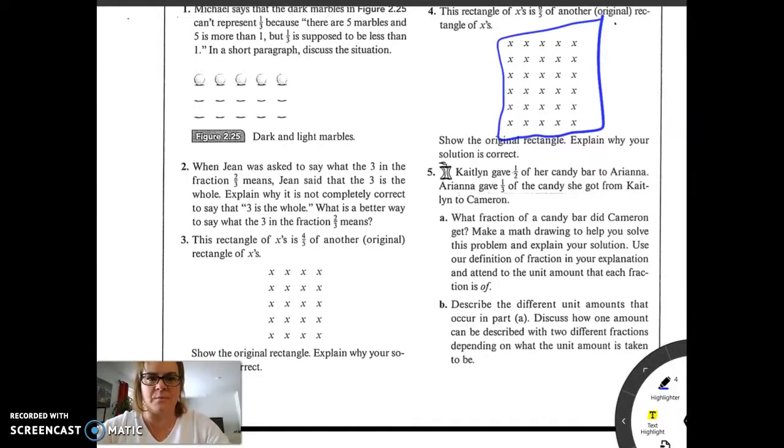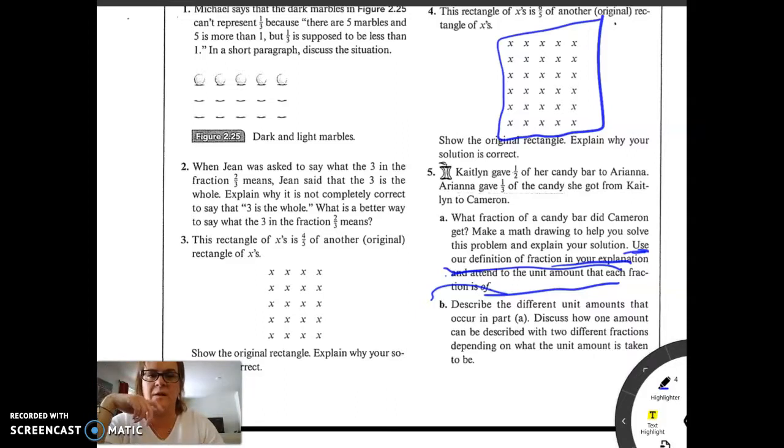Caitlin gave half of her candy bar to Ariana, and Ariana gave a third of the candy she got from Caitlin to Cameron. You have to first figure out what fraction of the candy bar Cameron got, and then make a math drawing to help you solve the problem and explain your solution. We're also going to use our definition of fraction so that we can attend to the unit amount each fraction is of. That's a lot, and that's just part A.